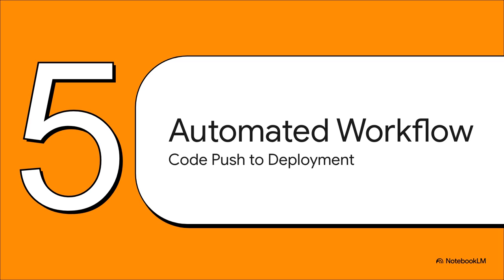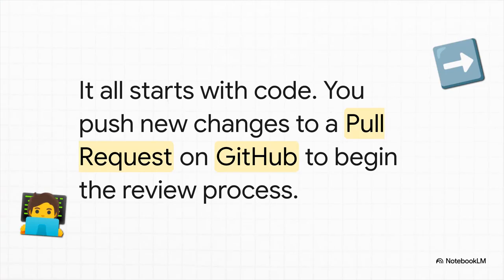Now, no matter which path you choose, the way we develop today is all about automation. So let's quickly walk through what that modern workflow actually looks like, from writing code to getting it live for your users. It all starts right here. You fix a bug, you build a new feature. But instead of deploying it directly, you open a pull request on GitHub. This is the standard first step where you say, "Hey team, take a look at my new code."